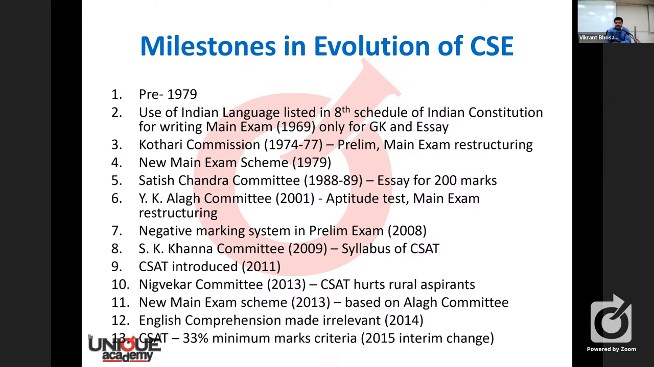Then came the YK Alagh Committee in 2001, and it again suggested restructuring of both prelim and main exam. It suggested an aptitude test, and it also suggested main exam restructuring. So whatever changes we have today have their origin in the reports of the YK Alagh Committee. That report is still available on Google. You must go in there and see how they think about the nature of the exam. What was the basic objective in introducing these changes? Can you tell me the significance of the year 2001?